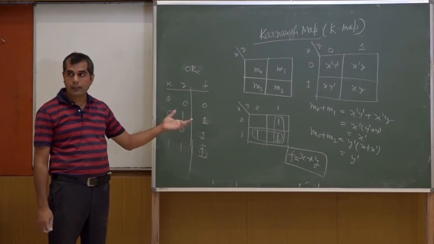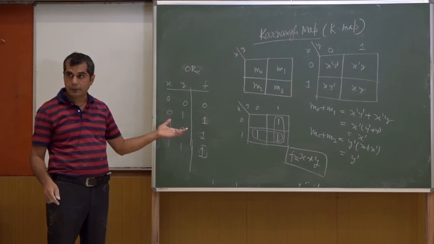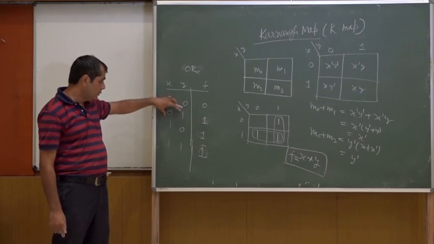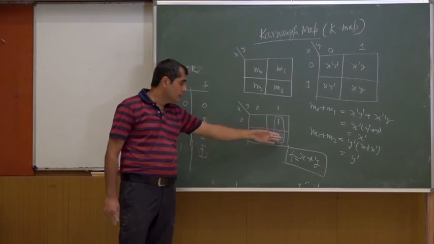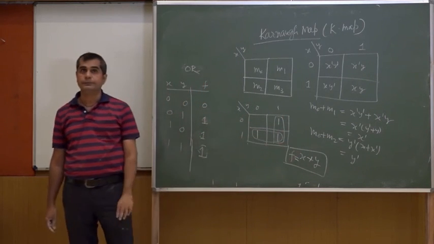And that is true for the OR gate. You know that OR gate is defined as x plus y. So what we did, we took all minterms, put them into different boxes, grouped them together and wrote f equal to x plus y.